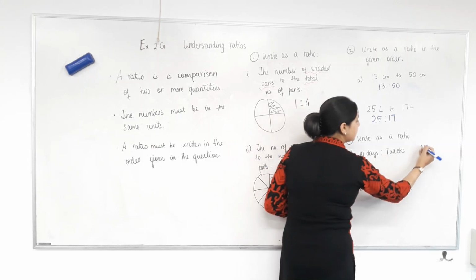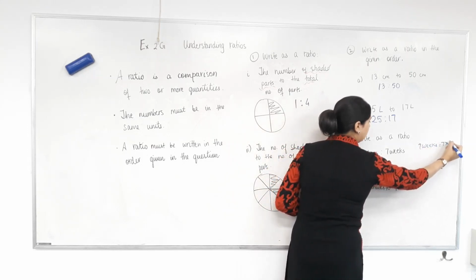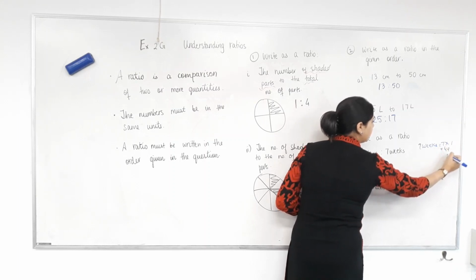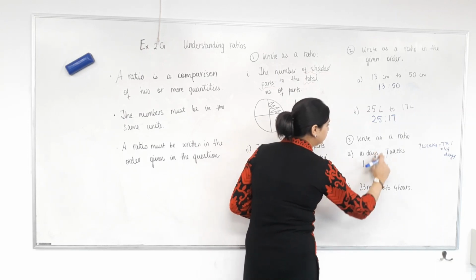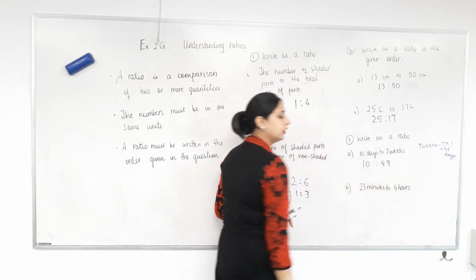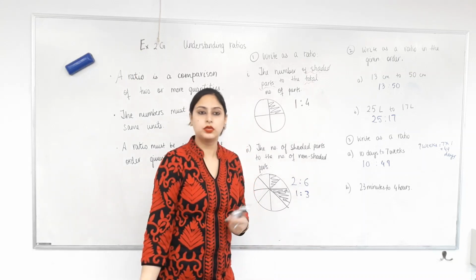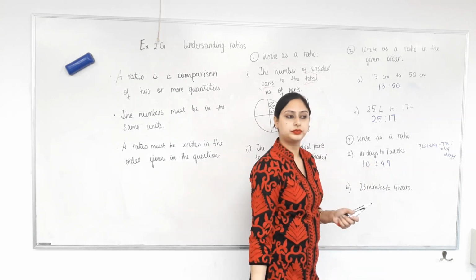Now, 7 weeks equals 49 days. Yes? So I'll write 10 to 49. Do I need units now? No. It's 10 is to 49. Can these be simplified? No.